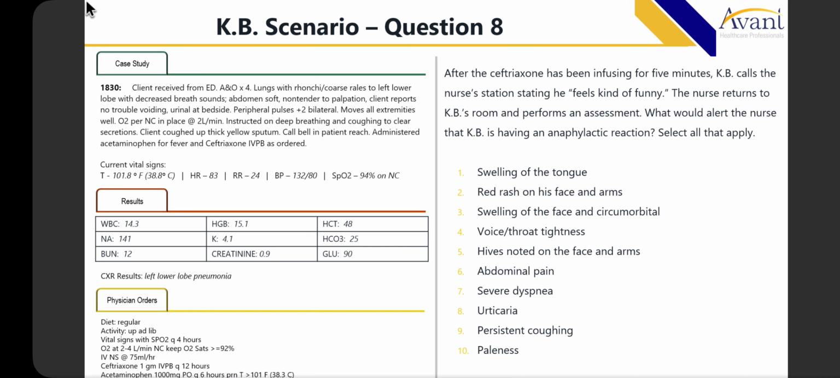Good job, Claire. You got it. Marie Claire also has it.